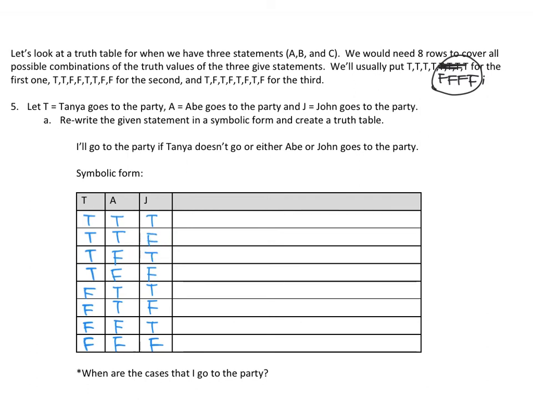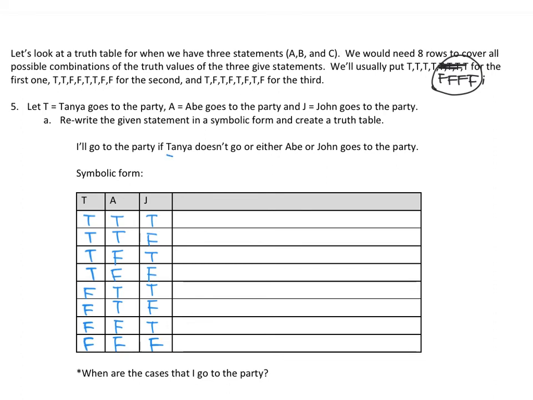How about the third line? Tanya is true, so Tanya is going. Abe is false, so Abe's not going. John is true, so John's going. So on and so forth. So this is all possible combinations of 3 people. So let's rewrite the given statement in symbolic form and create a truth table.